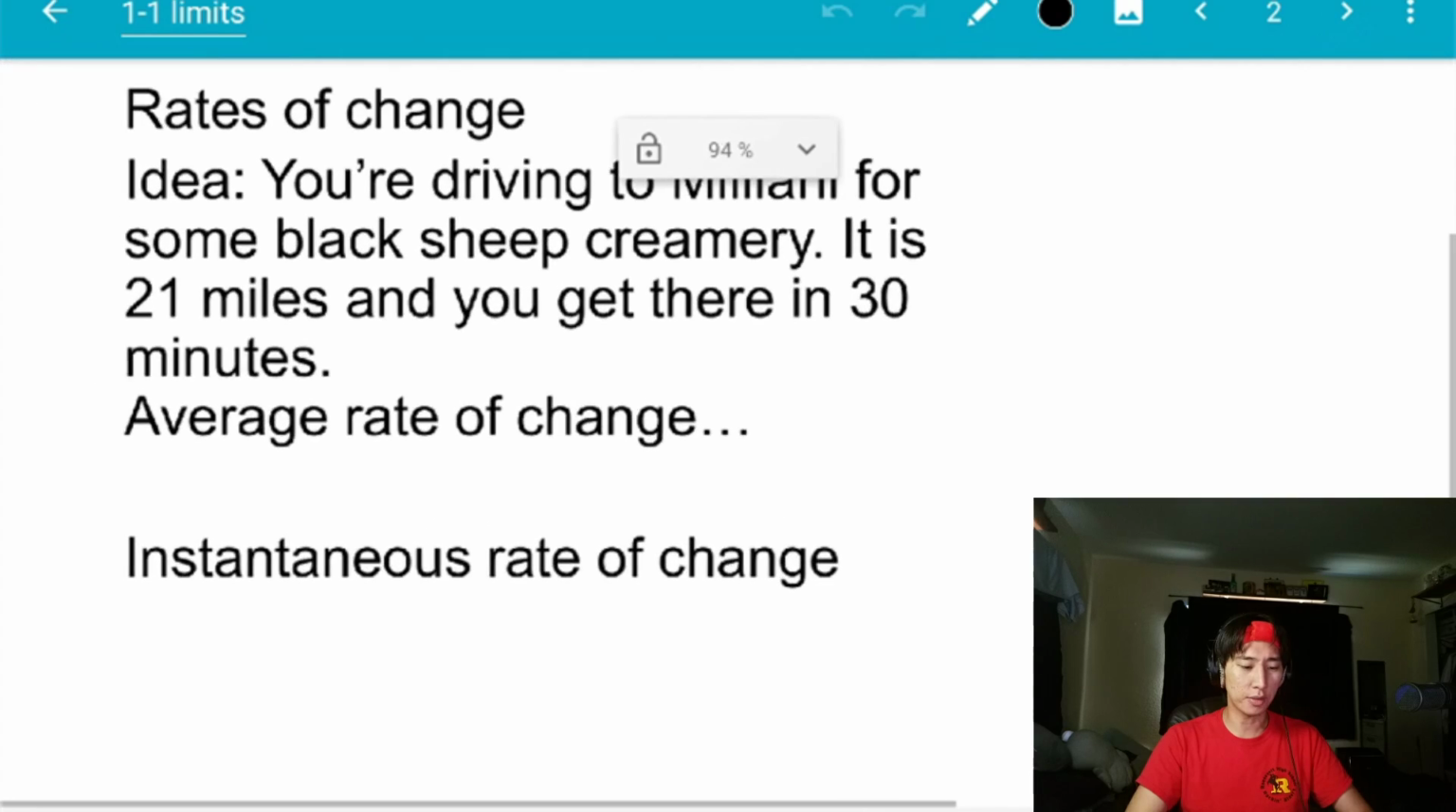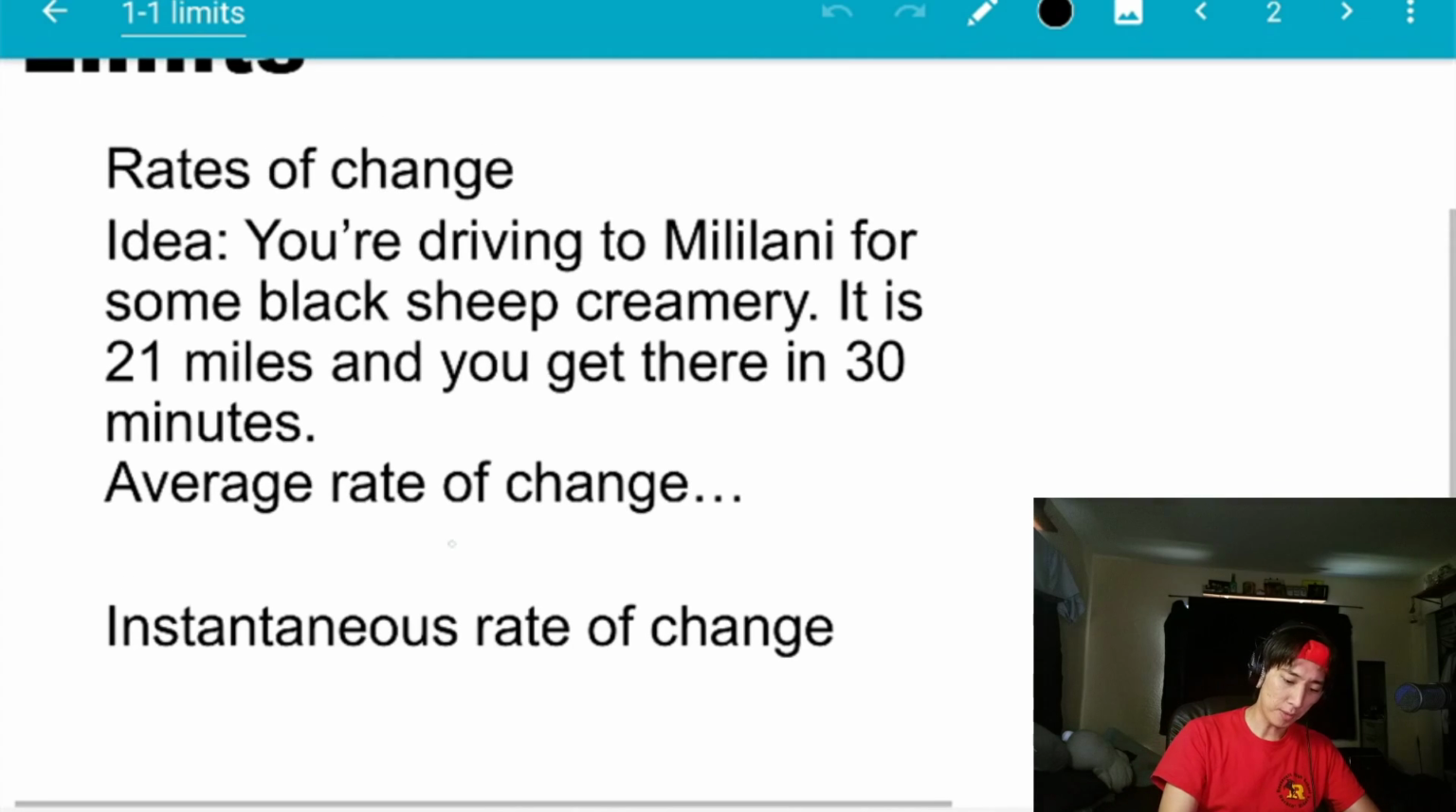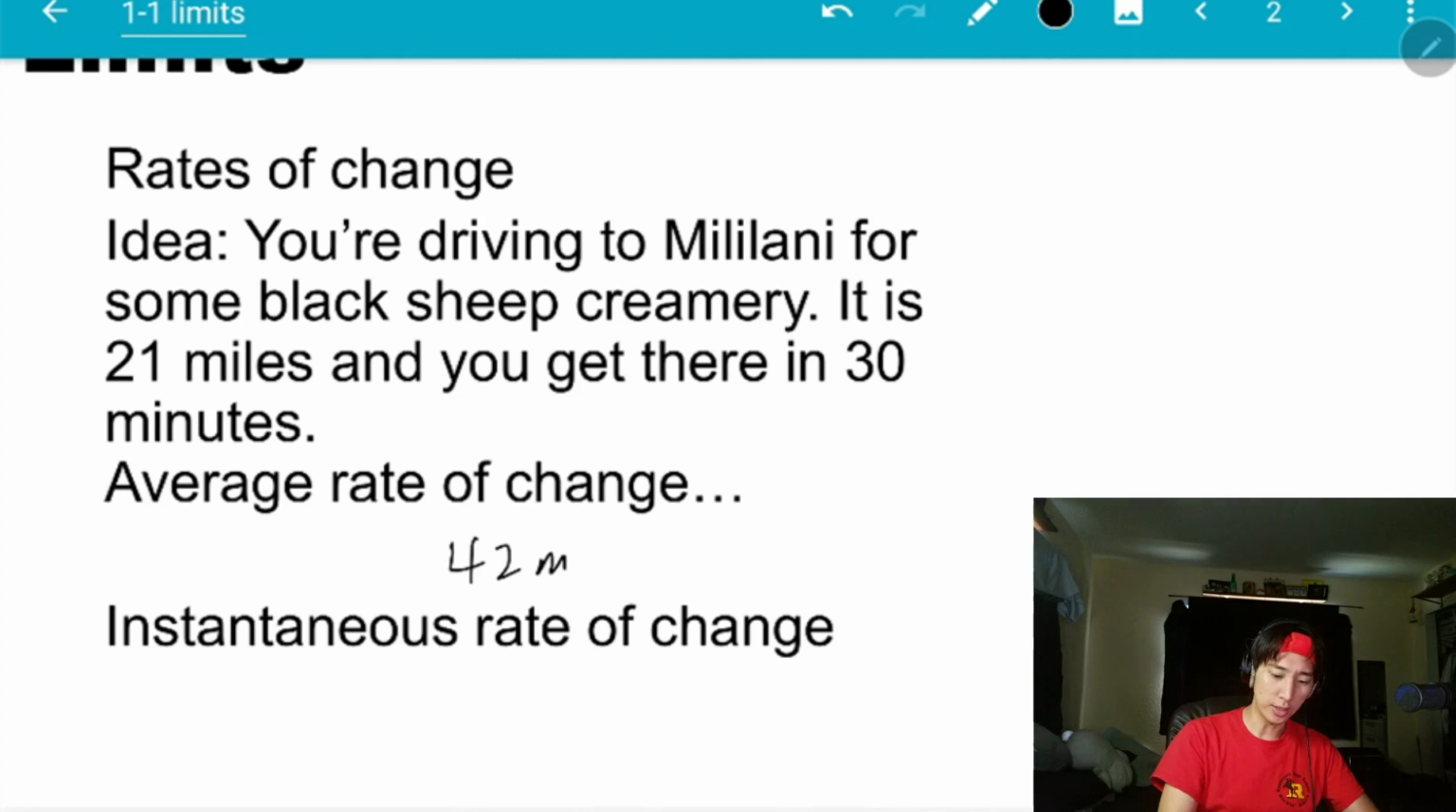Now let's look at our rate of change. Here's the idea. You're driving to Mililani for some Black Sheep Creamery. It's 21 miles and you get there in 30 minutes. What is your average rate of change in terms of miles per hour? Now, most of you guys can do this off the top of your head. It's going to be 42 miles per hour, right? If you go 21 miles in 30 minutes, in 1 hour, you double that. Now, you know that your average rate of change is going to be 42 miles per hour. I'm going to write that down, 42 miles per hour.